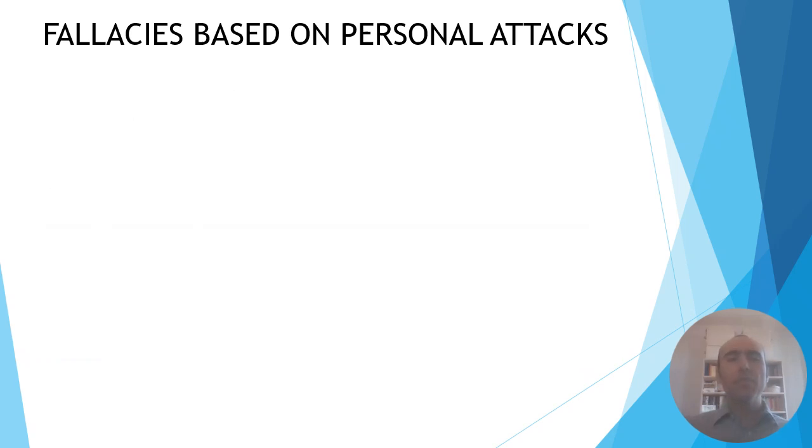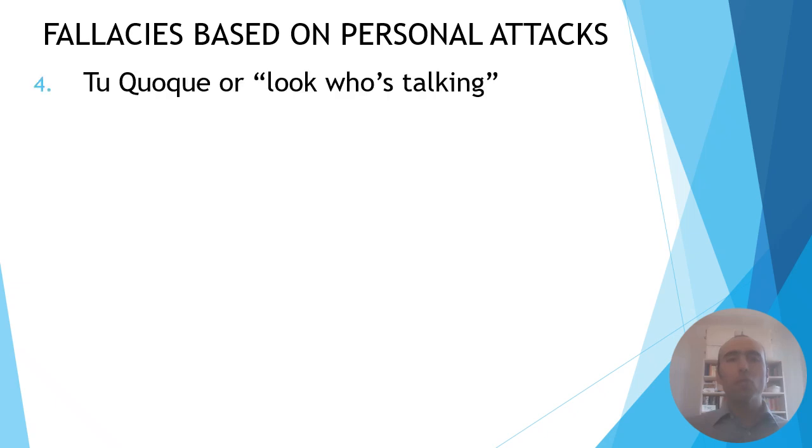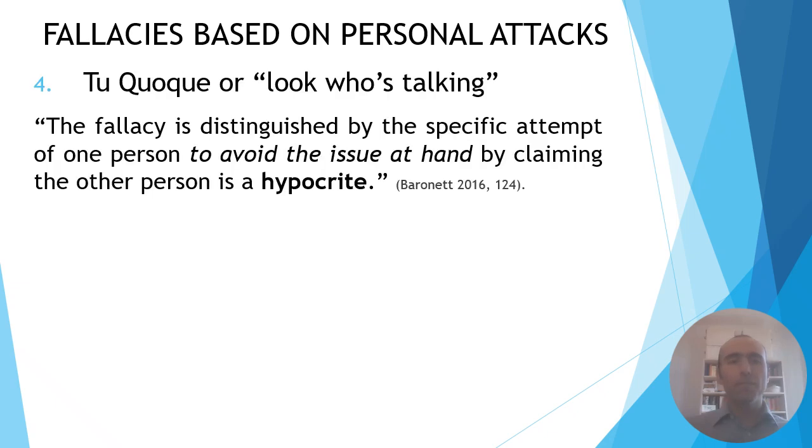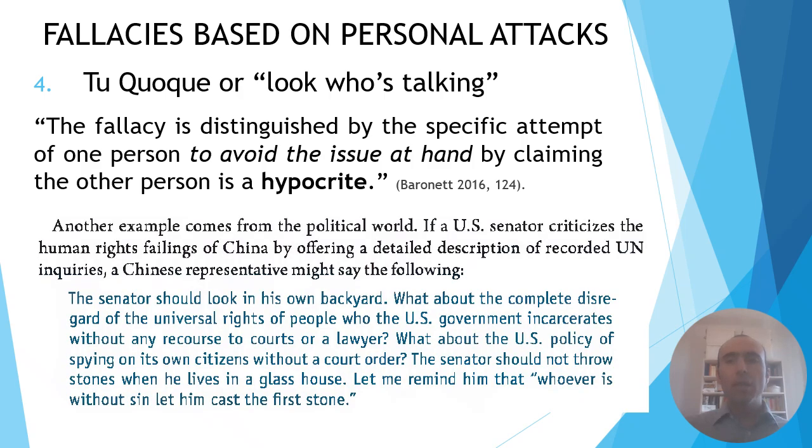Another type of fallacy based on a personal attack is tu quoque, or look who is talking. The fallacy is distinguished by the specific attempt of one person to avoid the issue at hand by claiming the other person is a hypocrite. Let's look at an example from politics.